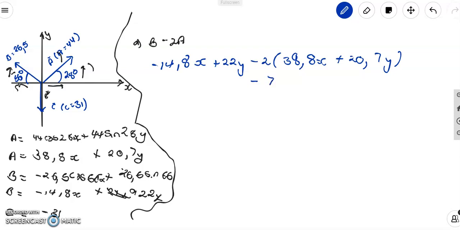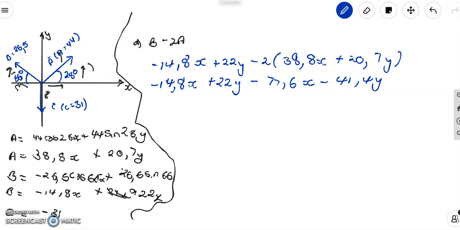And after multiplying out, you get minus, what's 2 times 38.8, minus 77.6x. This negative is also going to make that negative. Minus 2 times 20.7, minus 41.4y. And this comes back the way it is, and I drop these as they are: minus 14.8x plus 22y.